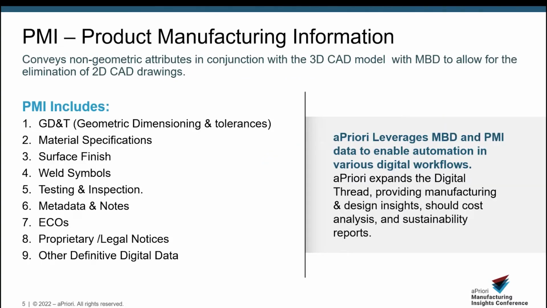Another acronym we often hear is PMI. So what is PMI? PMI stands for Product Manufacturing Information. This conveys the non-geometric data and attributes that are required to understand the full product definition of a 3D CAD model. So attributes such as your material, surface finishes, and other testing or inspection processes can all be found in the PMI data.